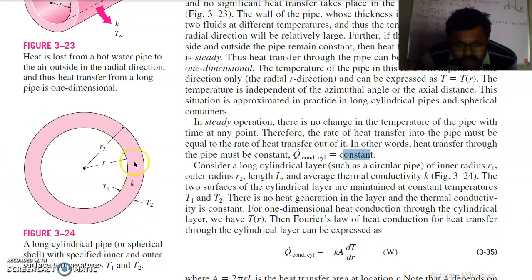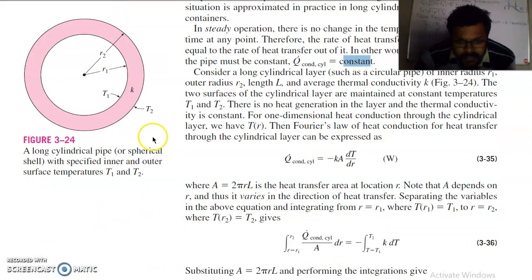So consider this long cylinder with inner radius R1, outer radius R2 and length L, and the average thermal conductivity K. The inner surface is maintained at temperature T1, outer at T2. Then from Fourier's law, heat conduction can be written as minus K dT by dr times the area. This is a cylinder, so the area is 2 pi rL.